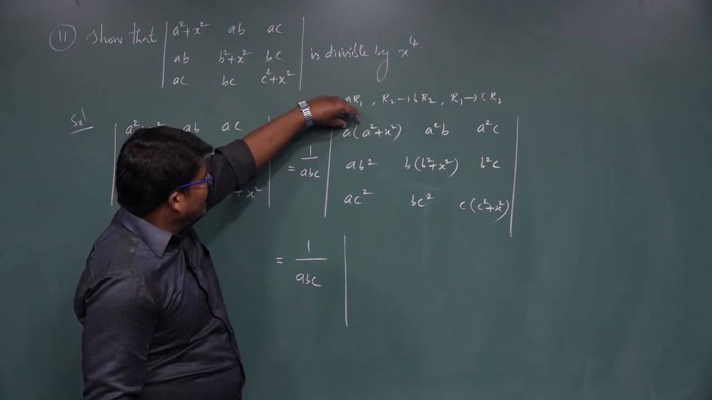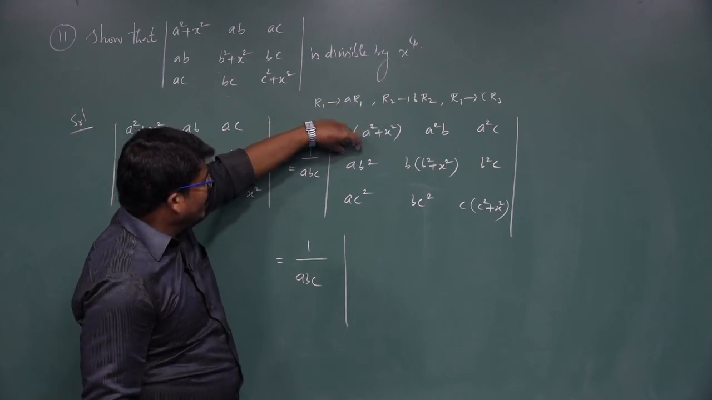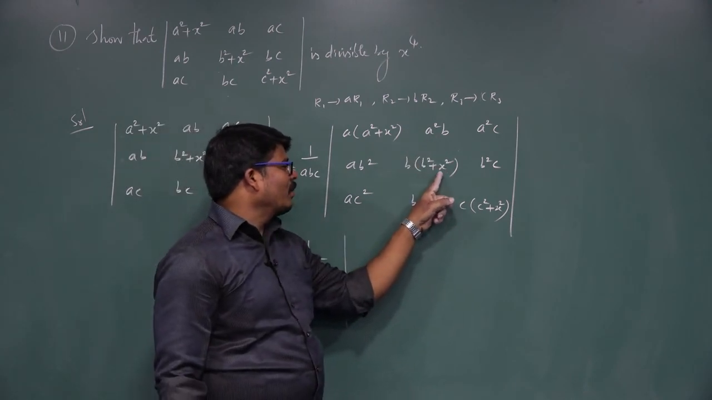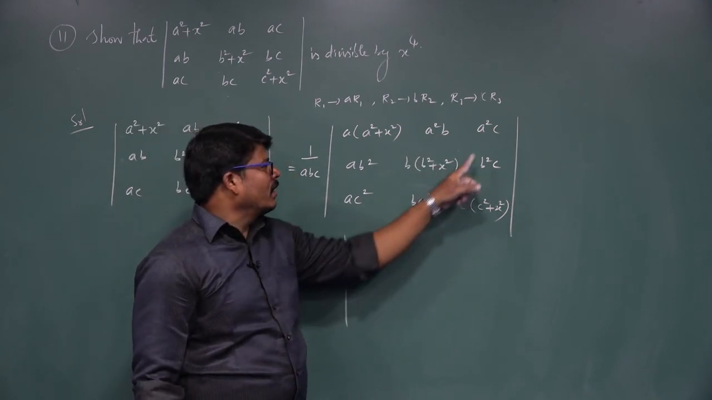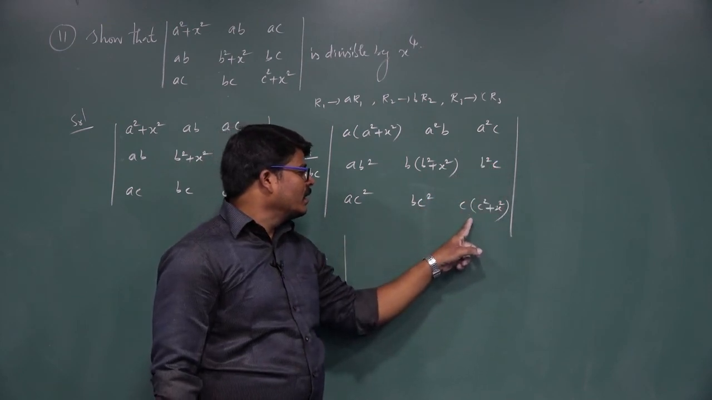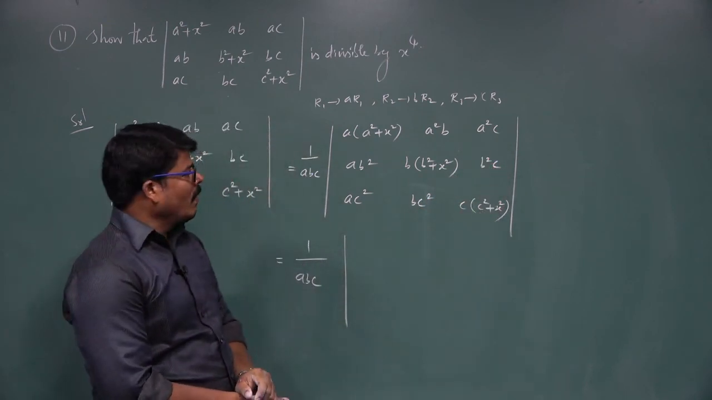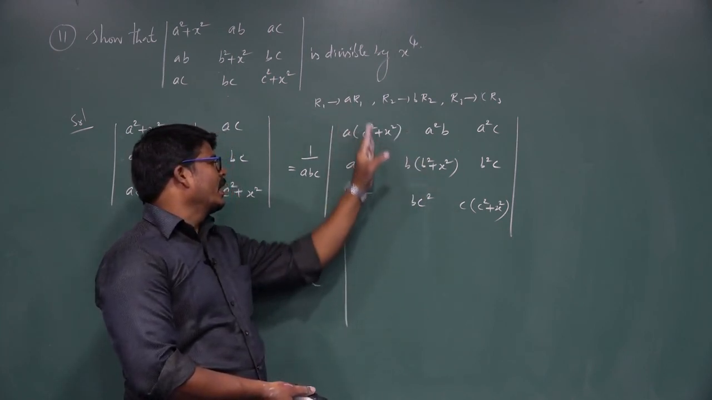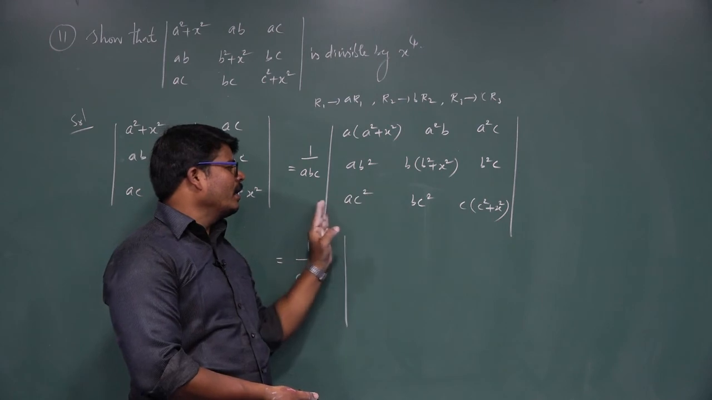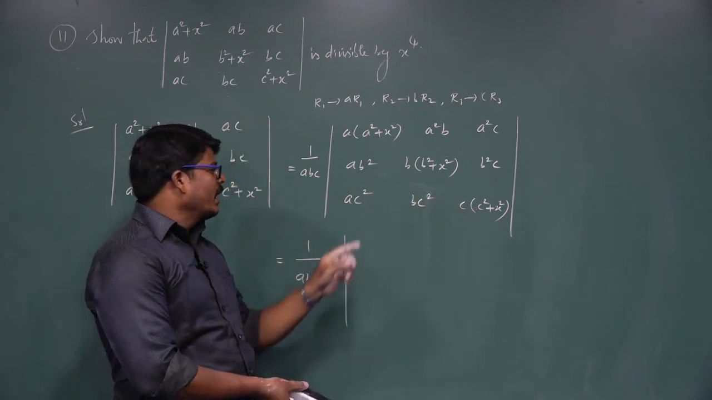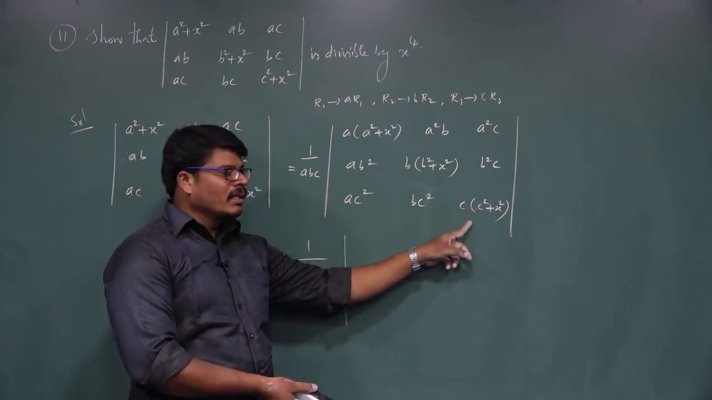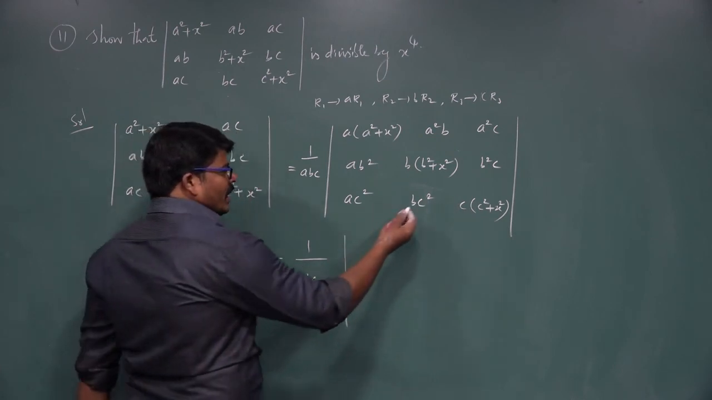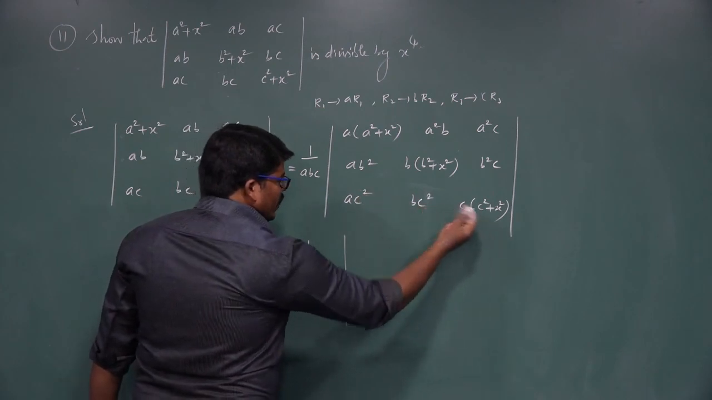The first column: A into A square plus x square, AB square, AC square. The second column: A square B, B into B square plus x square, BC square. And the third column: A square C, B square C, C into C square plus x square. Now taking A outside from the first column, B from the second column and C from the third column, that is, taking A, B, C common from C1, C2 and C3.